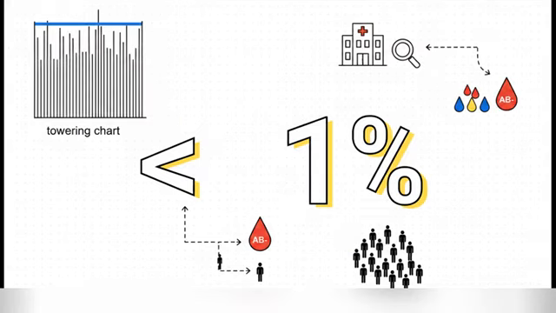Contrast those big majorities with this tiny, tiny number, less than 1%. That is the percentage of the U.S. population walking around with AB negative blood. It is incredibly rare, which really highlights just how diverse human biology can be and how incredibly difficult it can be for hospitals to find specific blood matches for patients with these rarer types.